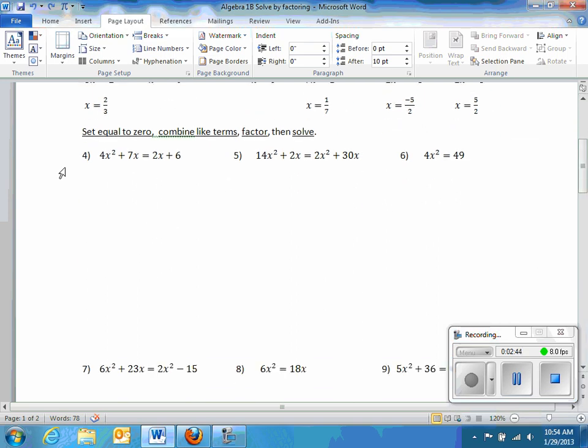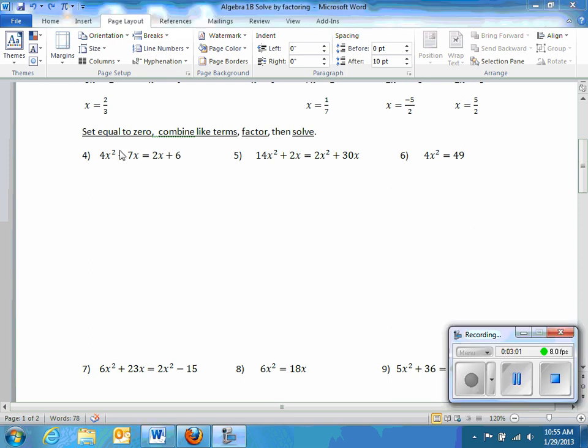All right, let's move on to the next set of problems. These problems are a little bit harder because these problems are not factored. Every single one of these problems has the same steps. Step 1 is set equals 0. Step 2, combine like terms. Step 3, factor. Step 4 is solve.